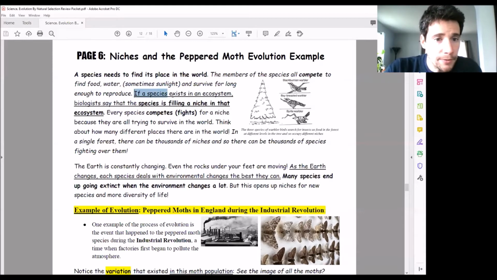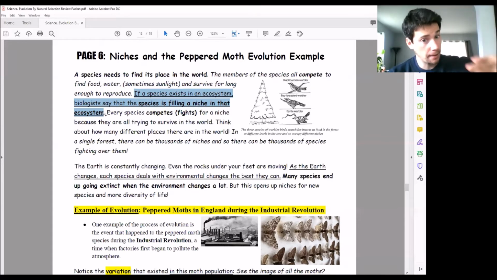So if a species exists in an ecosystem, then biologists say that the species is filling a niche. And we talked about what a niche was during ecology, right? It's like a species' role in the ecosystem. It's what they eat, and it's where they live, and it's how they live, all their behaviors, whether or not they're hunting at night or during the day, all the things that they eat, all the things that eat them, all their predators, that's part of it, right? Everything has a role in nature. We talked about that quite a bit.